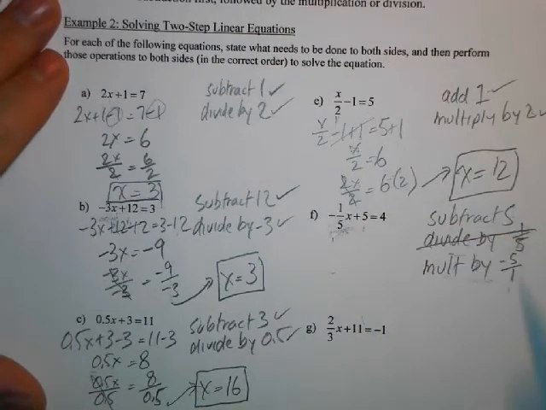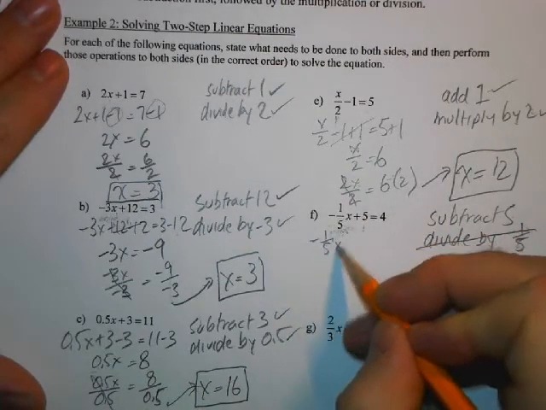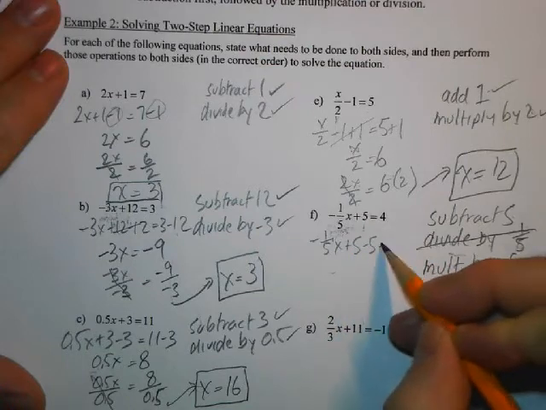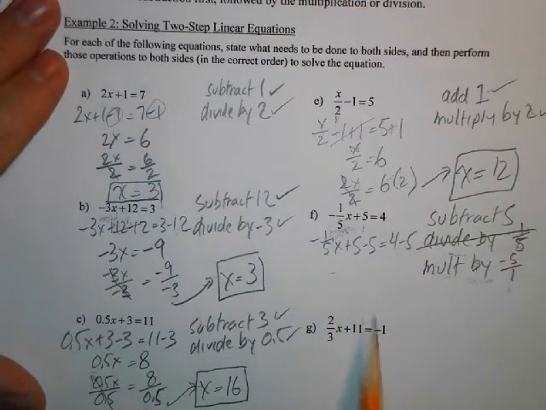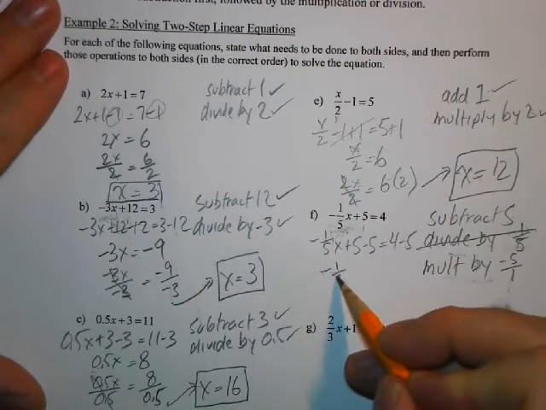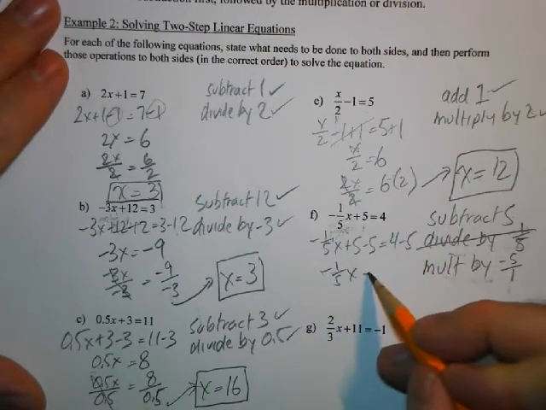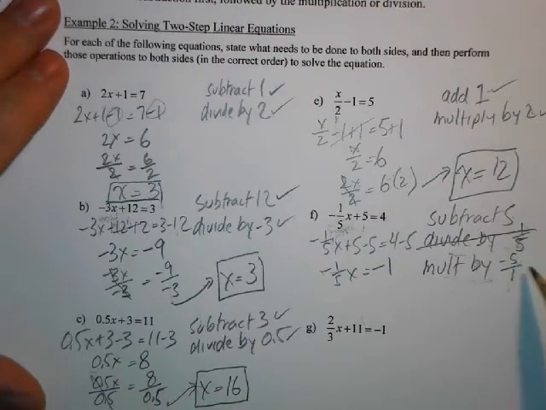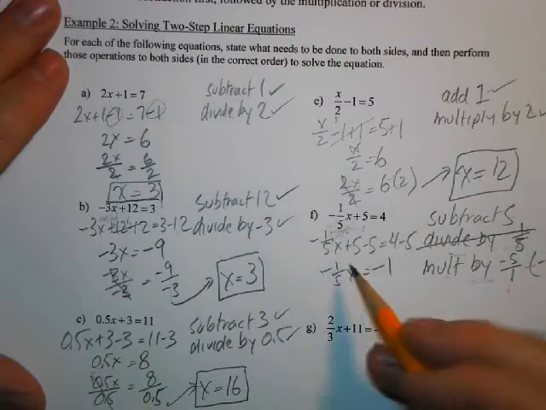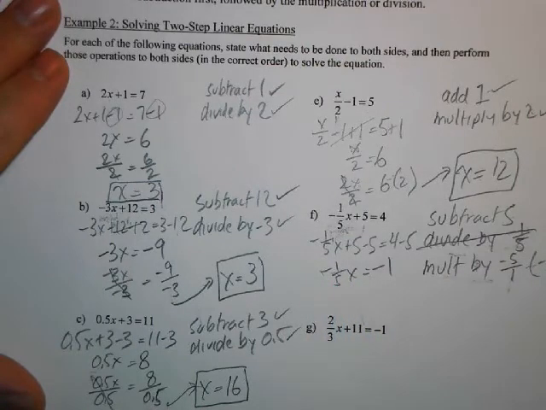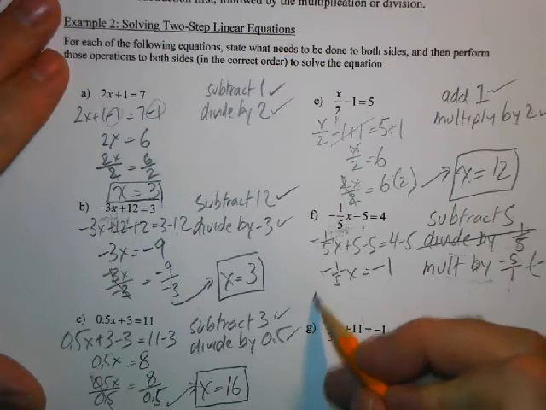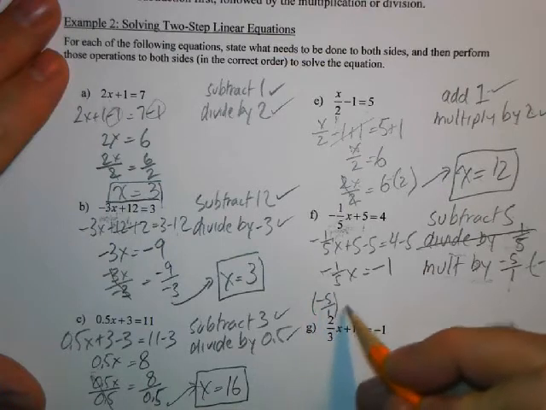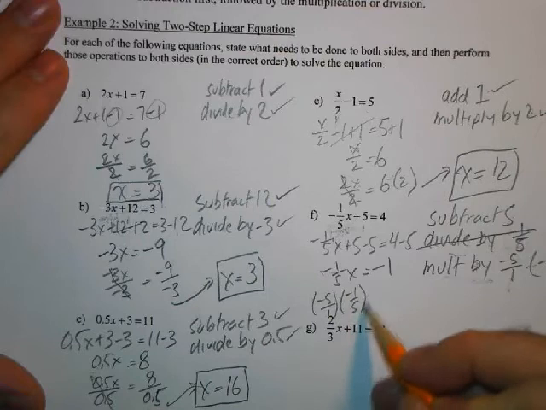First thing, subtract 5: negative 1/5 x plus 5 minus 5 equals 4 minus 5. So the 5's cancel, and 4 minus 5 is negative 1. And now I'm going to multiply by negative 5 over 1, which is really the same as negative 5. So for this, I'm going to multiply negative 5 over 1 times negative 1/5 x.